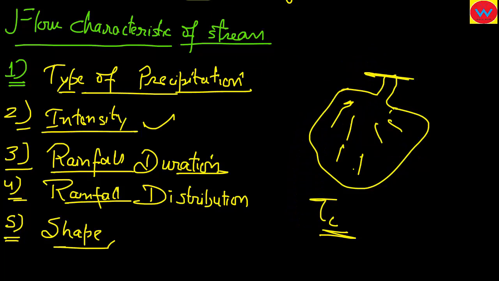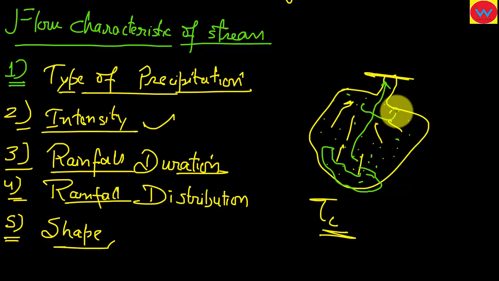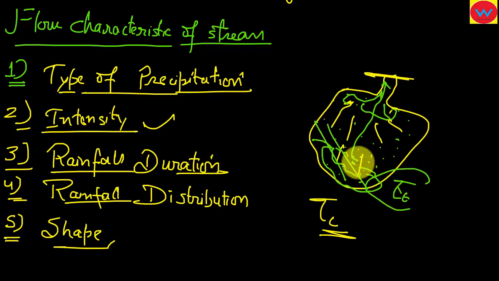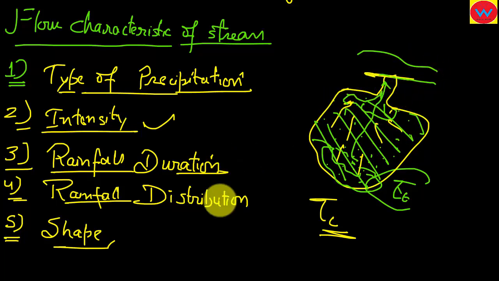What it means is that suppose rainfall is taking place all over the area at the same time. Then these areas will be contributing water here after a relatively greater time than these areas, because these areas will soon start contributing water and these areas will take more time. Therefore Tc, the time of concentration, is the time after which all the area, this complete area, starts contributing to your channel or stream.